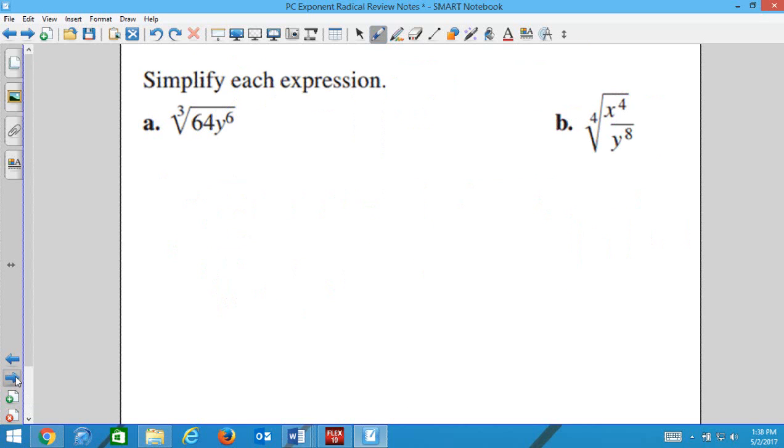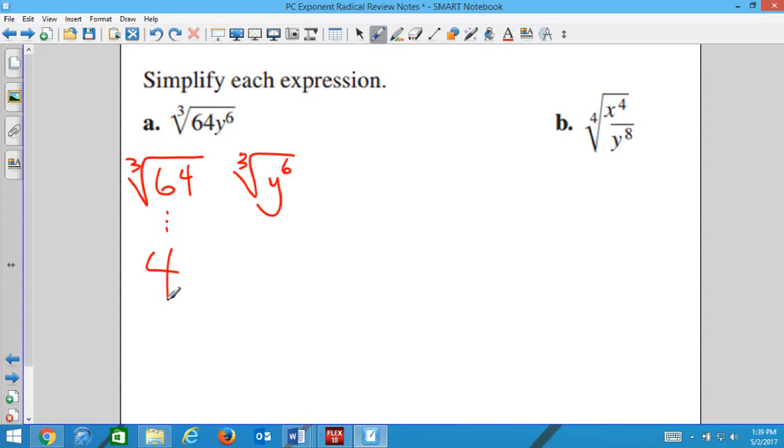Question A, we're going to do the cube root of 64 y to the 6. I'm going to separate this. I'm going to think about the cube root of 64 and the cube root of y to the 6 separately. Do we know the cube root of 64? 4. It's 4.